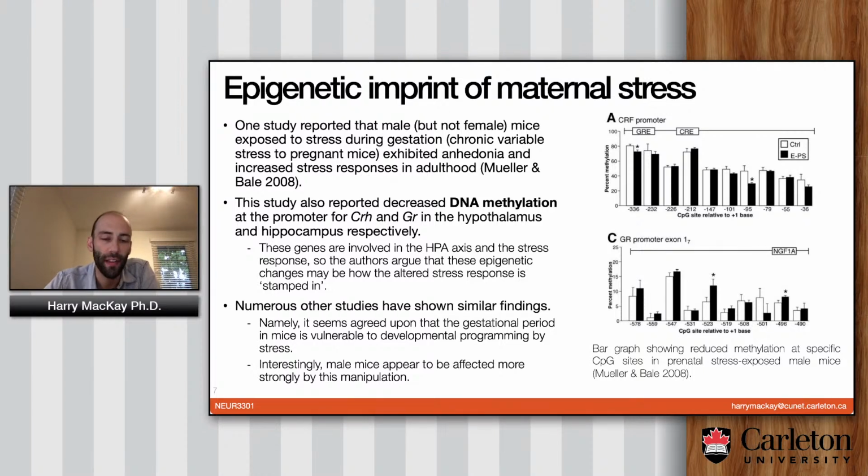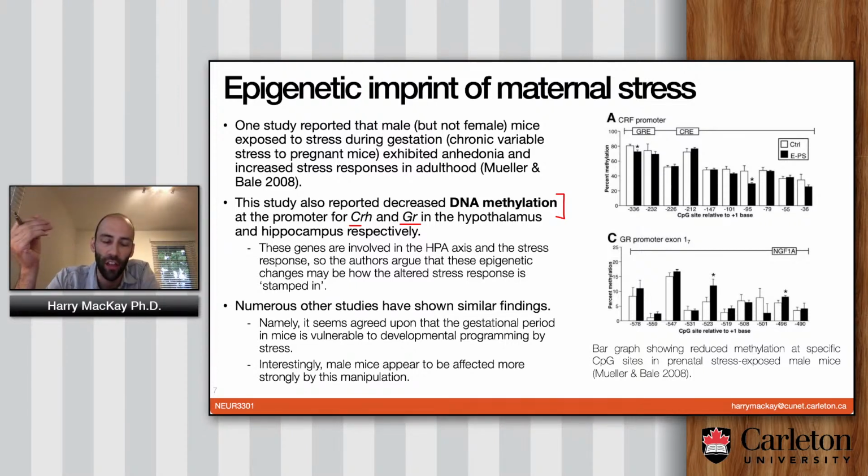So what they reported was that there is decreased DNA methylation at the promoter for the CRH and the GR genes in the hypothalamus and hippocampus of these mice, respectively. So this would be what you would call a candidate gene study, where the authors of this study knew some of the genes that are involved in the stress response.